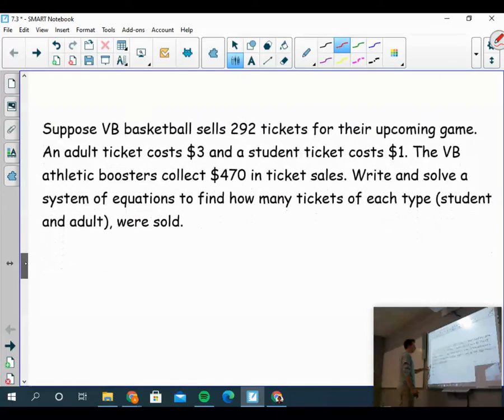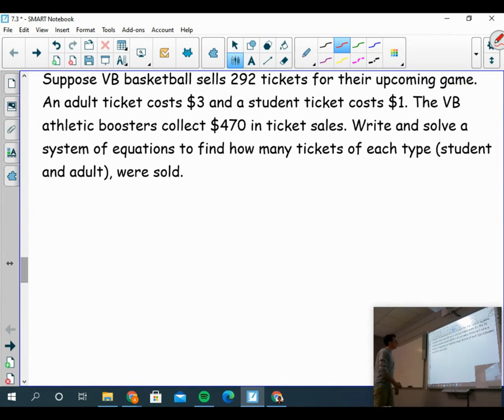Let's look at one more example together. Suppose VB Basketball sells 292 tickets for their upcoming game. An adult ticket costs $3 and a student ticket costs $1. The VB Athletic Boosters collect $470 in ticket sales. Write and solve a system of equations to find how many tickets of each type were sold.